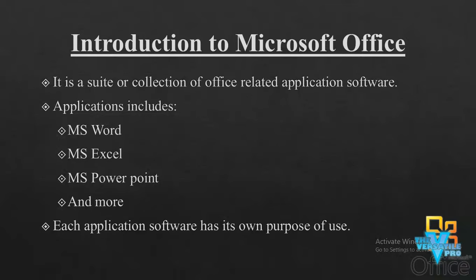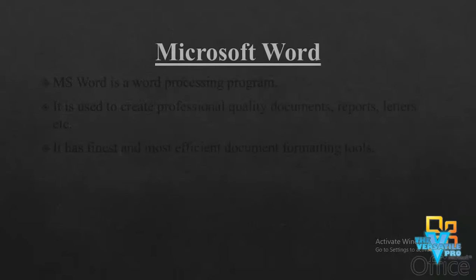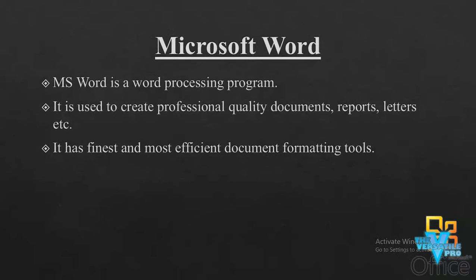Each software included in Microsoft Office is used for different purposes. We will see each software of Microsoft Office one by one in different videos, but in this video we will only focus on what Microsoft Office is and how we can install and get it on our PC. So let's move on. The first and most important software of Microsoft Office is Microsoft Word.